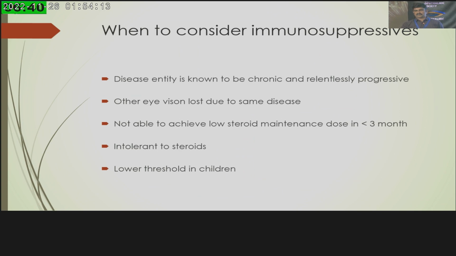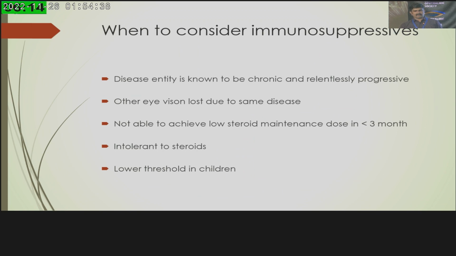And for some people, the safe maintenance dose for steroid is less than 10 milligram, ideally 7.5 milligram. If you are not able to reach that within 3 months, 3 months is the time in which you should attain 7.5 milligram, if it is not possible, those cases are candidates for immunosuppressives as steroid sparing agents. And some people are straight away intolerant to steroids. So those patients definitely you start much ahead with immunosuppressives.